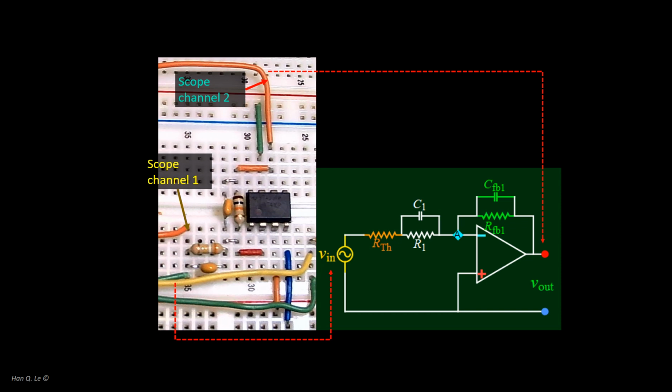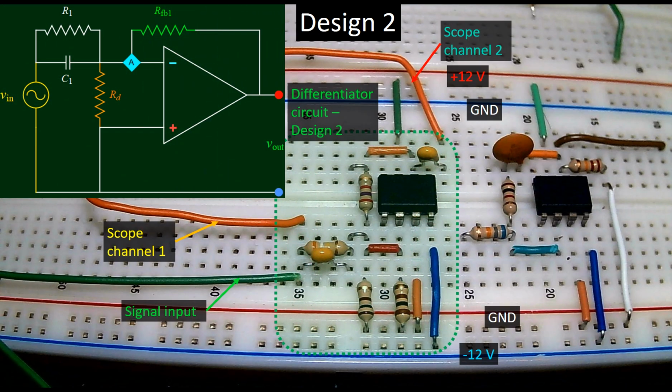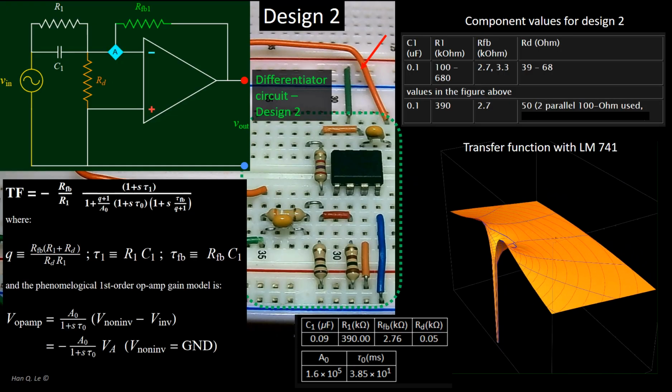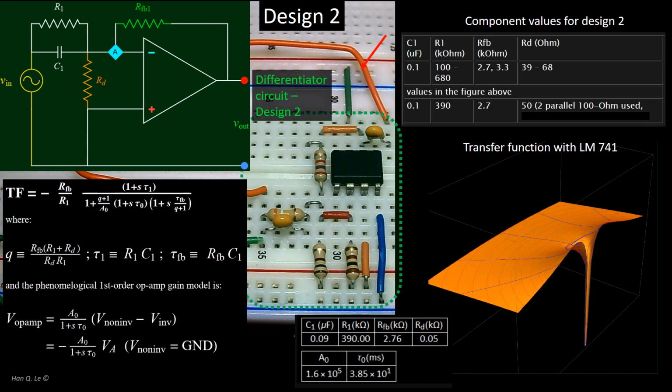high-pass filter circuit. For design 2 of the differentiator high-pass filter circuit, the key difference from design 1 is the damping resistance. In this photograph, two 100 ohm resistors are put in parallel for 50 ohm resistance. A single 47 ohm would work equivalently. The nominal values of the components for design 2 are shown in the table at the top right.